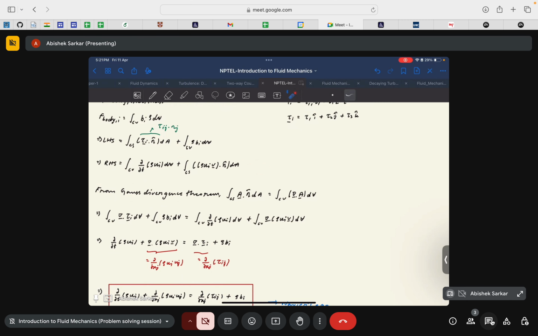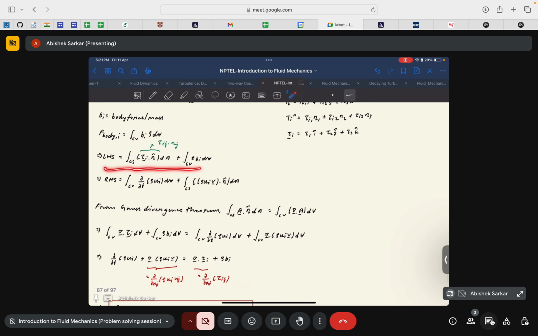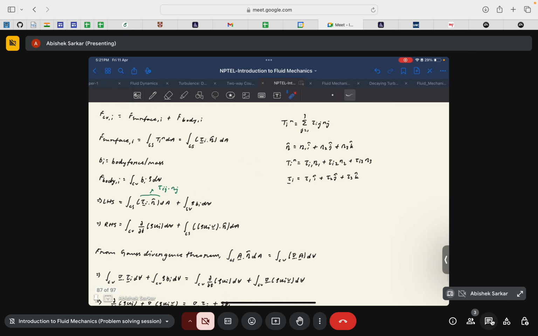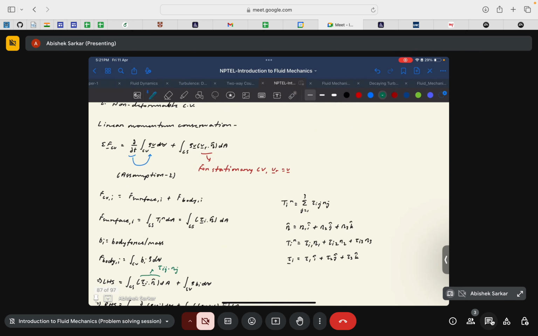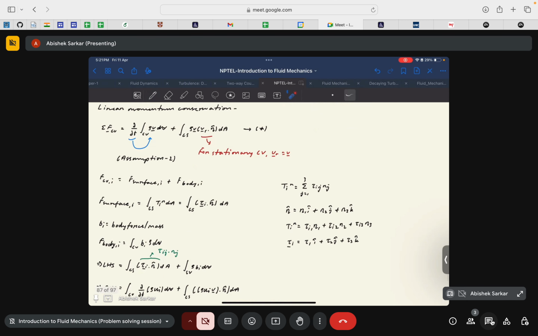So this is basically the left hand side of your momentum equation. If I go back, let me give it an equation number, say equation star. So the left hand side of equation star is deduced as this. Okay, the sum of the surface force and the body force, where the surface force is written in the form of the product of the shear stress tensor and the normal vector, and the body force term is given as a simple source term.